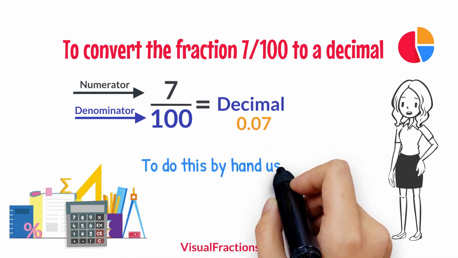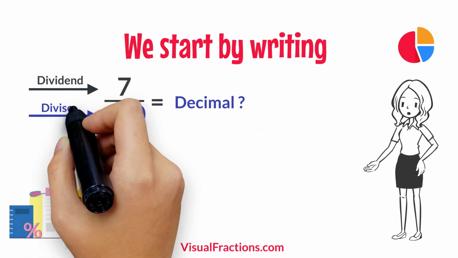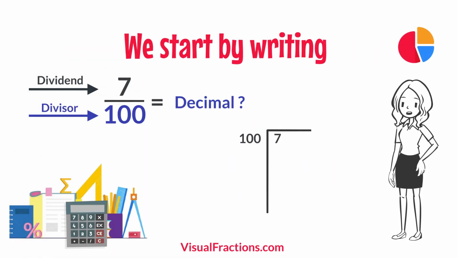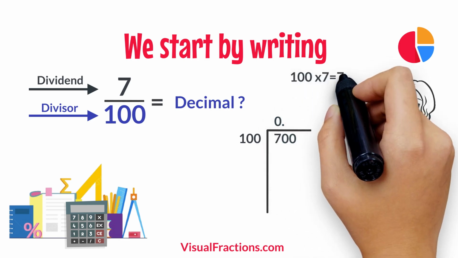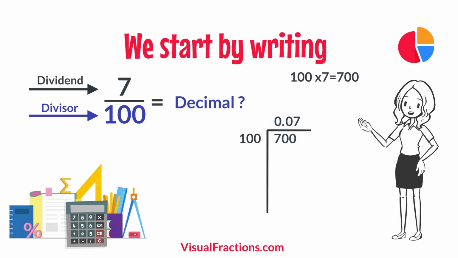To do this by hand using long division, we start by writing 7 as the dividend and 100 as the divisor. Since 100 doesn't fit into 7, we add a decimal point in our answer and append 2 zeros to 7, making it 700. How many times does 100 go into 700? Exactly 7 times. We write 7 after the decimal point in the quotient, making it 0.07.